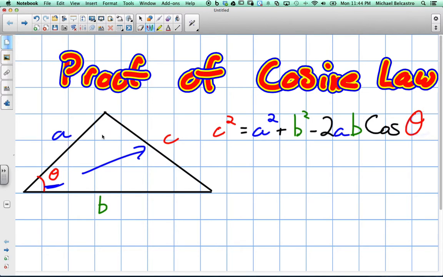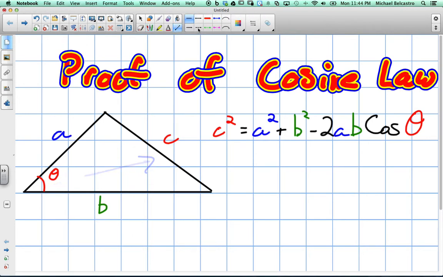Okay, so with cosine law we usually have the sides of the triangle and we're solving the angle, or we have two sides of a triangle and the angle between them and are solving for that opposite side. We're going to use Pythagorean Theorem and primary trig ratios to help prove this law.